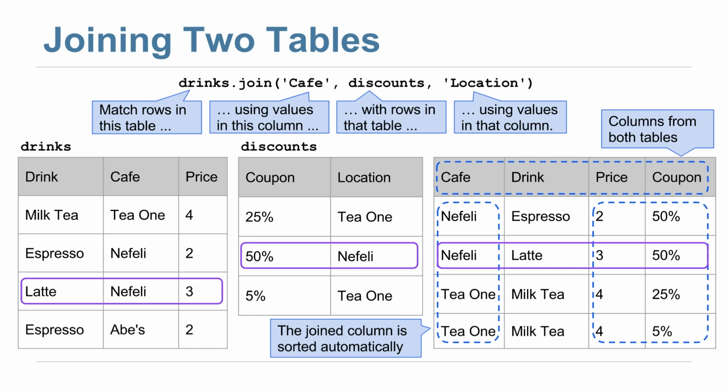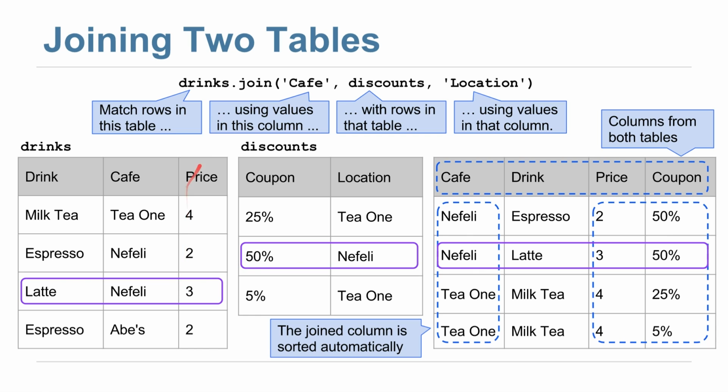And one last little detail. You'll notice that milk tea showed up twice. That's because there's two different coupons for it. And Nefeli's 50% coupon showed up twice. That's because there are two different drinks offered at Nefeli. So what you're seeing here is all possible combinations of a matching row from here and a matching row from here.